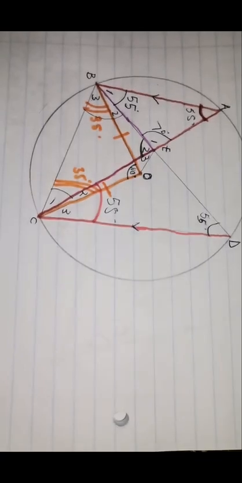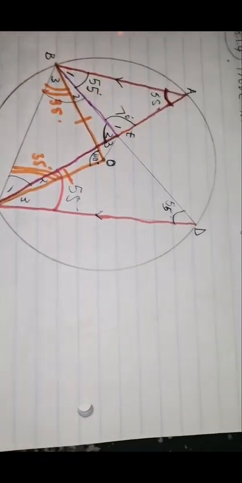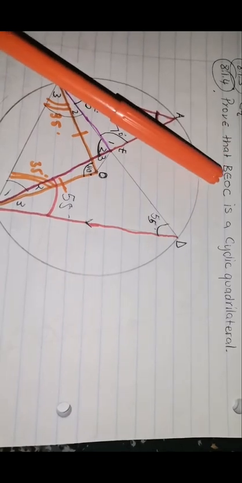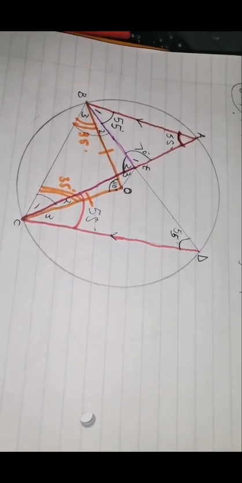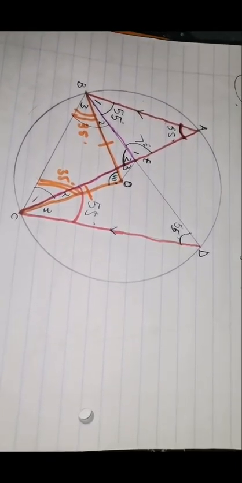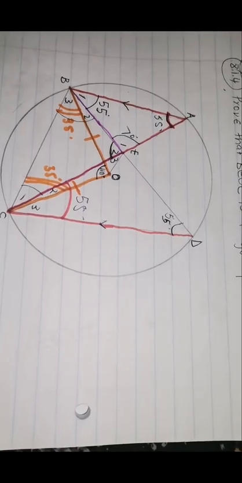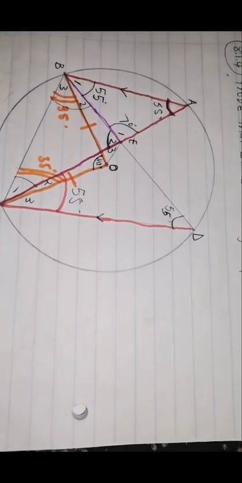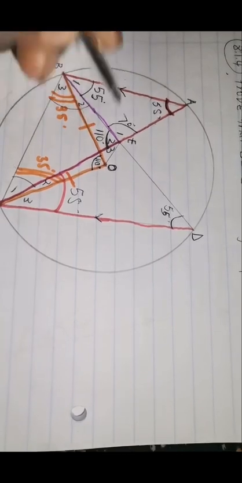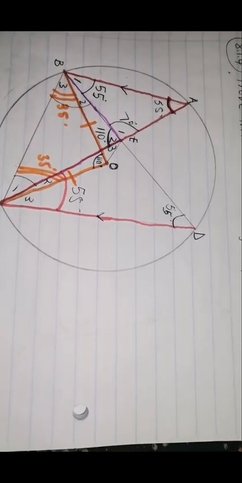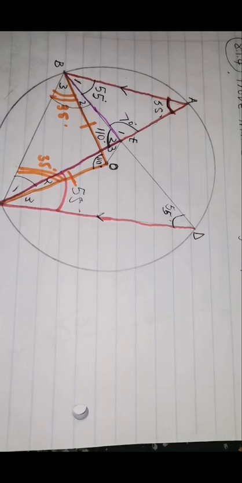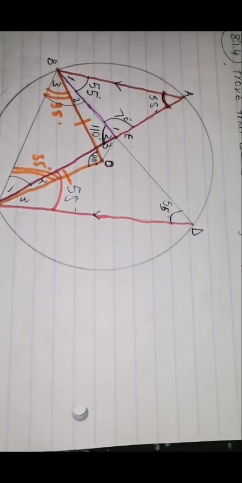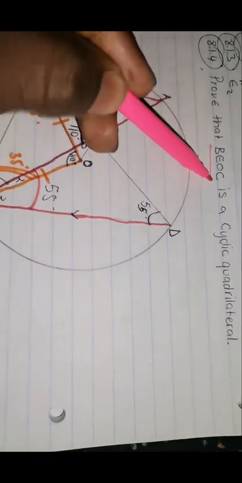Now the last question for this one: prove that BEOC is a cyclic quadrilateral. First of all, you need to recognize where BOC is. By the way, we now have 110 here. In the examination you should also clearly indicate on the diagram which known values you have and which unknown values you don't have, so that they can see what you're doing.